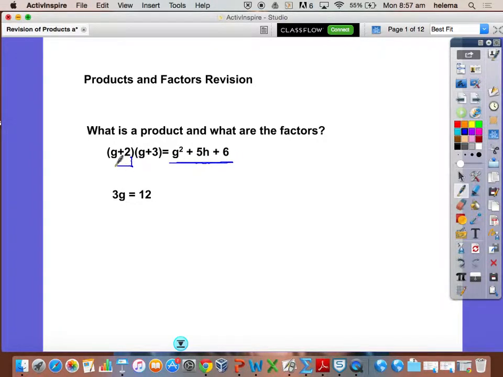Okay, so what we're saying is these two things multiply together, factor times factor equals the product. That means this is a factor of this, and this is a factor of this, just the same as 3 is a factor of 12, and 4 is a factor of 12. So if someone asks you what are the factors, this is a factor of this, and this is a factor of this. They're times together, that's the product.